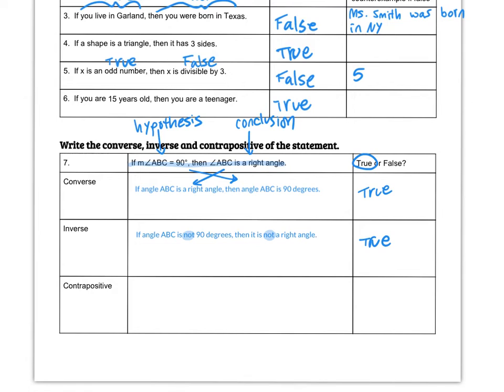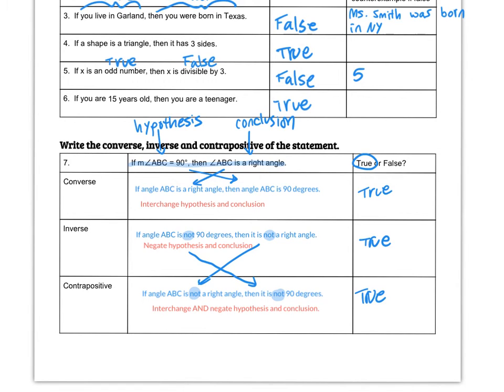Now let's talk about the contrapositive. And to write your contrapositive, what you're going to do is interchange the hypothesis and the conclusion of the inverse. So we still have our nots. And this time we say if ABC is not a right angle, then it's not 90 degrees. See how we did that? And this one happens to be true as well.